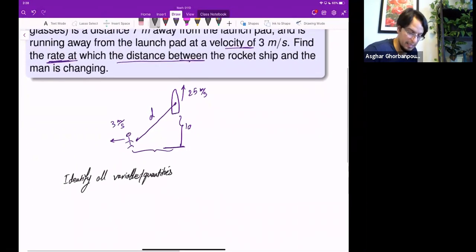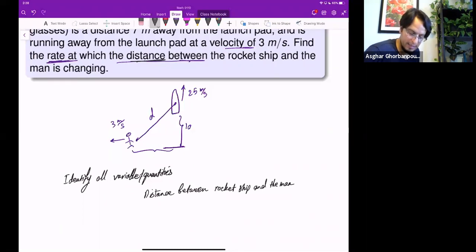So first, the one that we are going to find is the distance between the rocket ship and the man. So that's one of the things. Another thing is the distance of the guy from the launch pad, so the distance between the man and the launch pad.